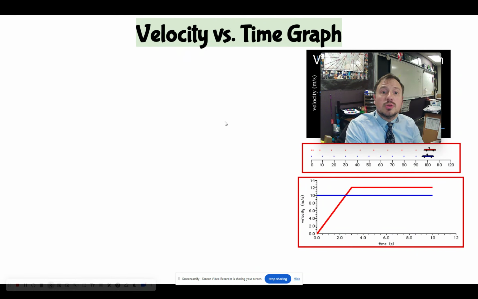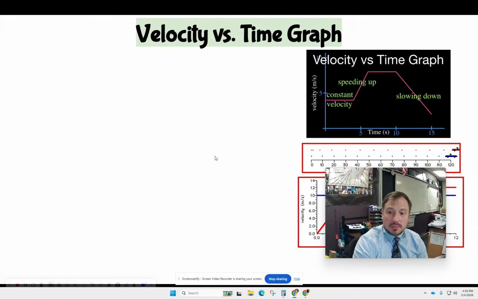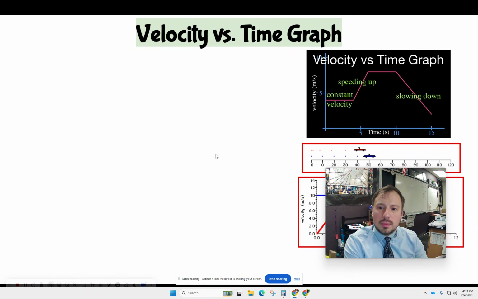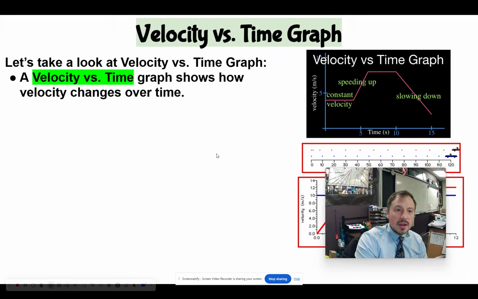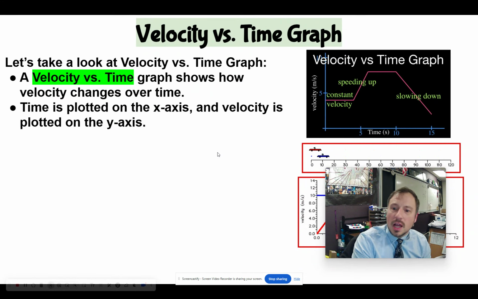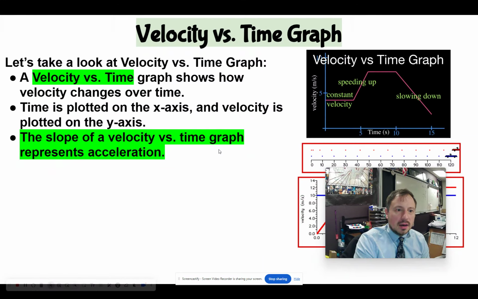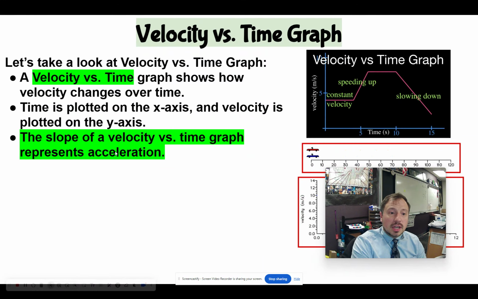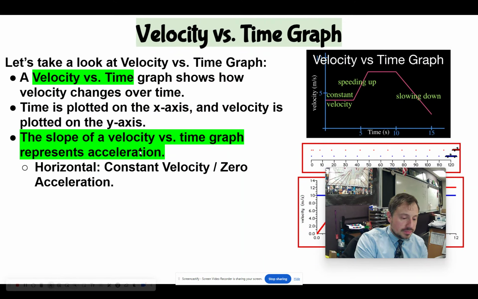Now let's take this up to the velocity versus time graph. Let's just pretend we're graphing the slope of a position versus time graph here. The velocity versus time graph shows how velocity changes over time. So the slope of a velocity versus time graph represents acceleration now.